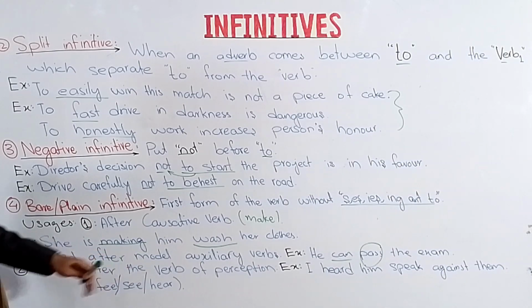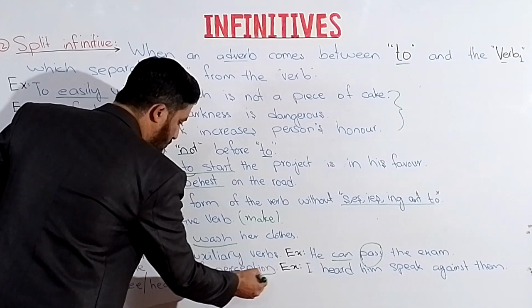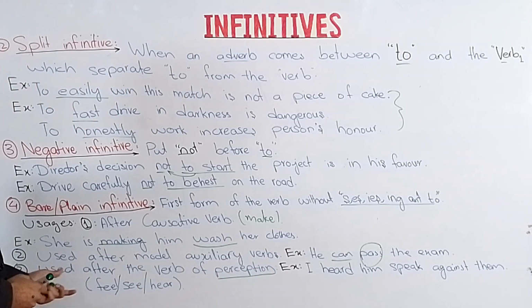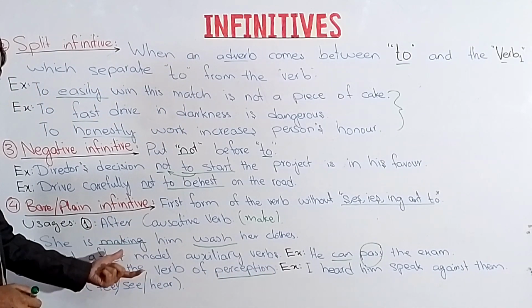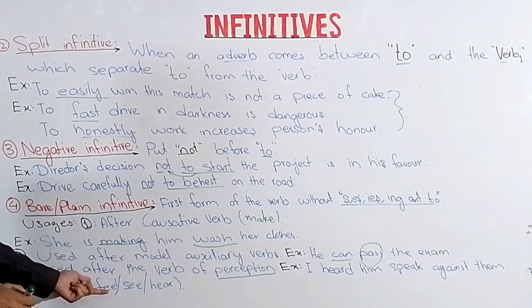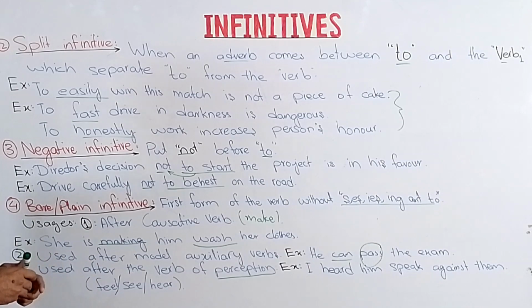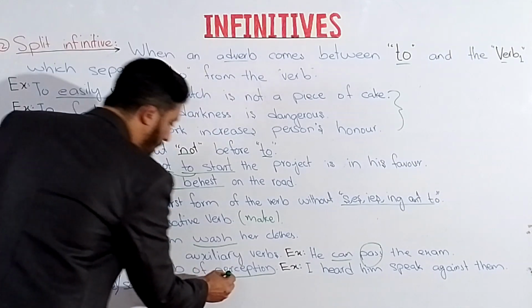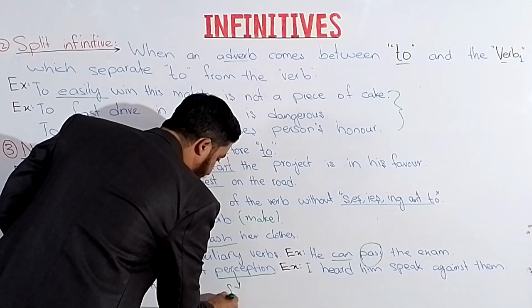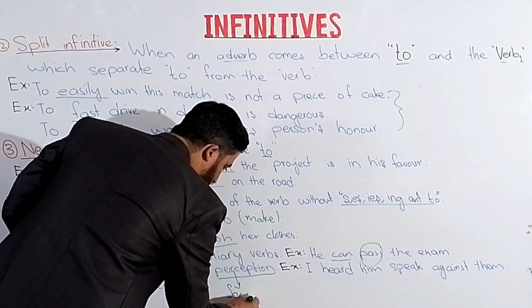Then comes the third usage: use after the verb of perception, ठीक है, जो वर्ब्स ऑफ परसेप्शन होती हैं, लाइक फॉर एग्जांपल फील, सी, हियर. हियर सुनना, सी देखना, एंड फील महसूस करना. सो वर्ब ऑफ परसेप्शन को आप वर्ब्स ऑफ सेंसेशन भी कह सकते हैं, सेंसेशन.